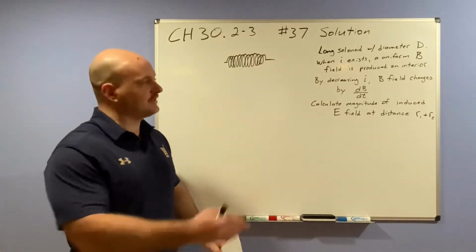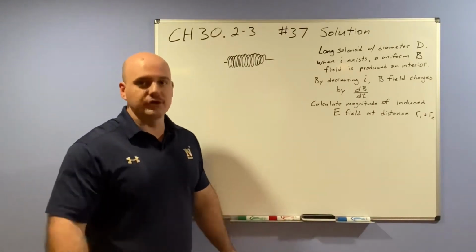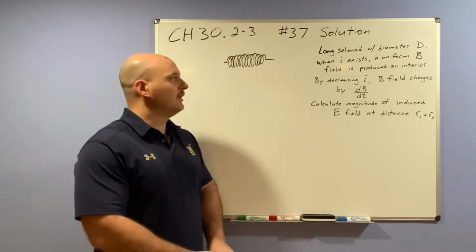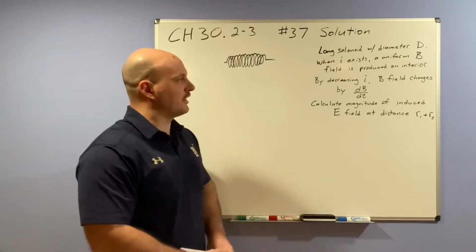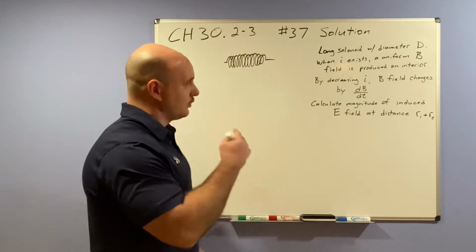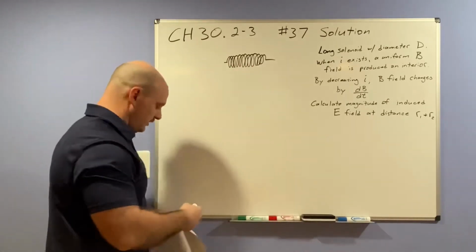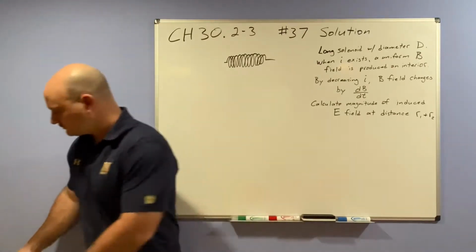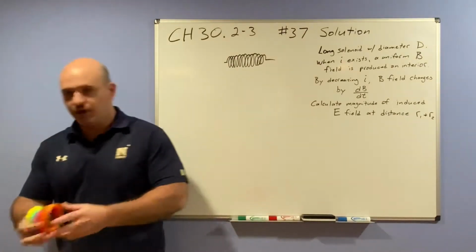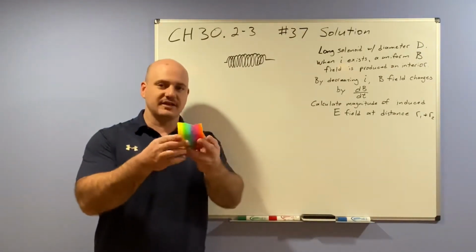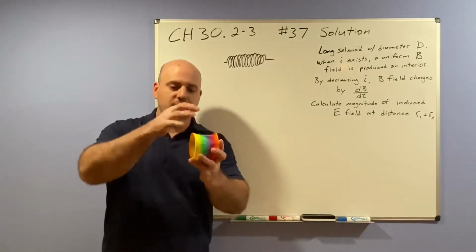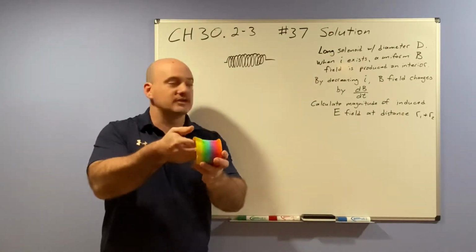Now obviously, your numbers on your particular problem will vary, but these are all the variables that are given. We're given the diameter D. If you'll recall, a solenoid looks something like this, like a slinky. The current goes through, right? It goes around and the magnetic field is produced on the interior.